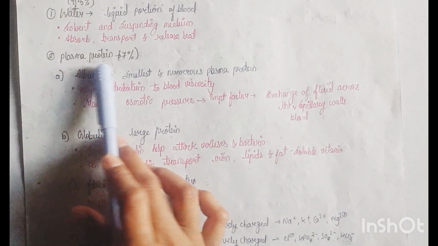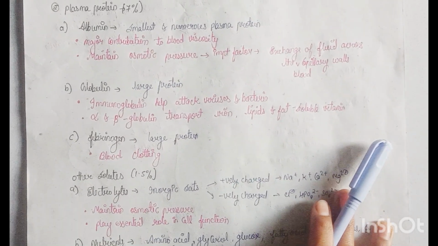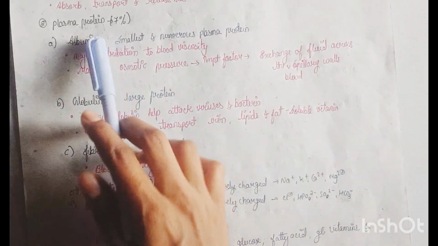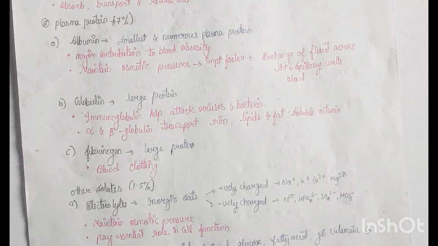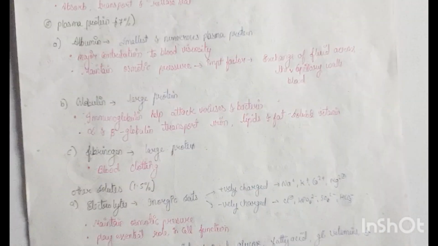Next is the plasma protein, which makes up 7%. There are three plasma proteins present: albumin, globulin, and fibrinogen. These proteins, which are present only in blood, are called plasma proteins. First is albumin, which is the smallest and most numerous plasma protein.